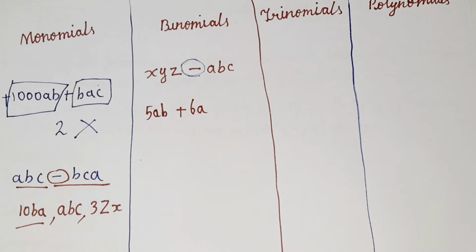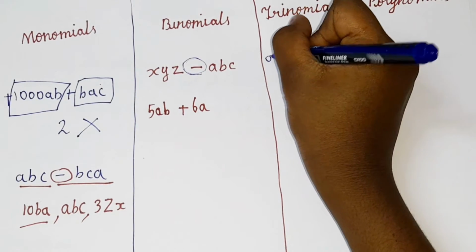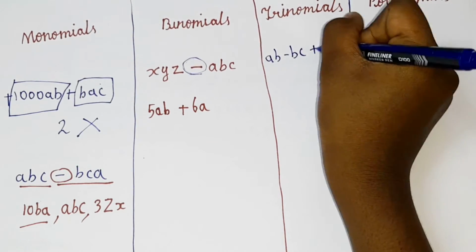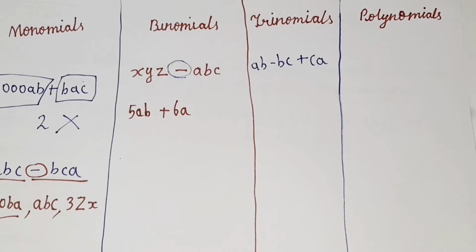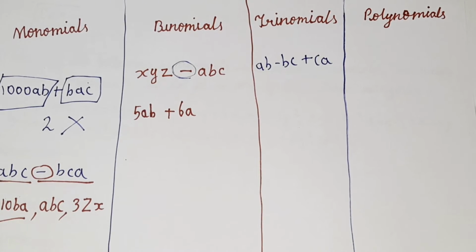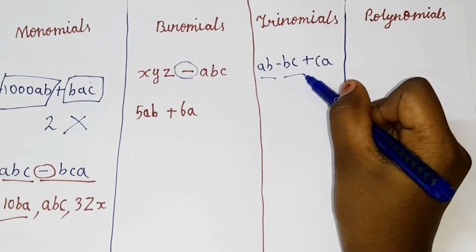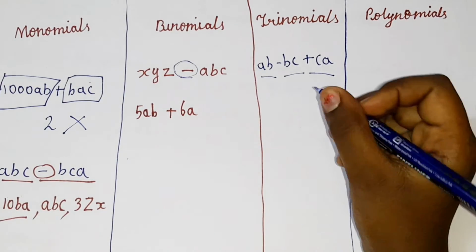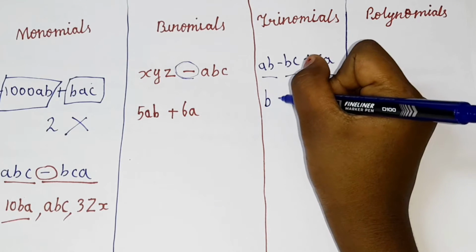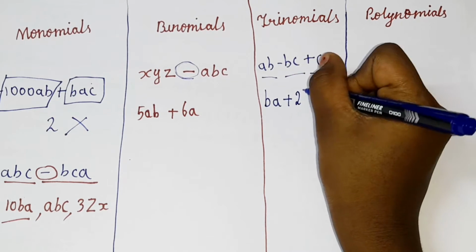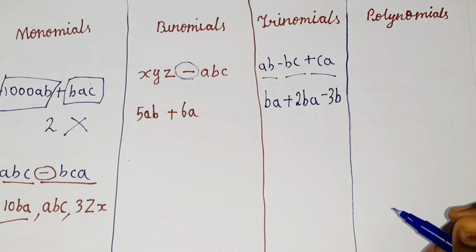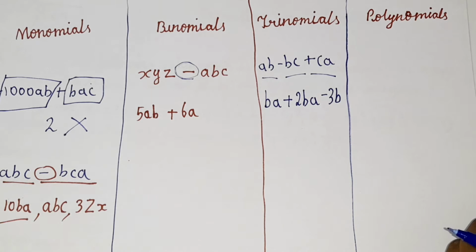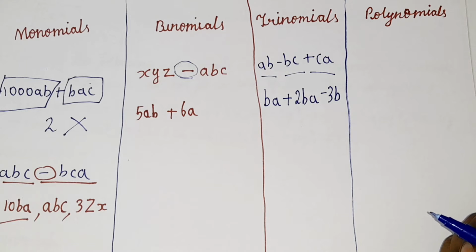So monomial is 1 term, binomial 2 terms, trinomial 3 terms. So AB minus BC plus CA. This is a trinomial. How can we say it's a trinomial? Because it's having 3 groups, am I right? I mean 3 terms. So this, this and this. So it is a trinomial. For example, if we have BA plus 2BA minus 3B. This is a trinomial because of 3 groups, okay. While writing each of these, we should also write the symbols. We should not forget that, okay.